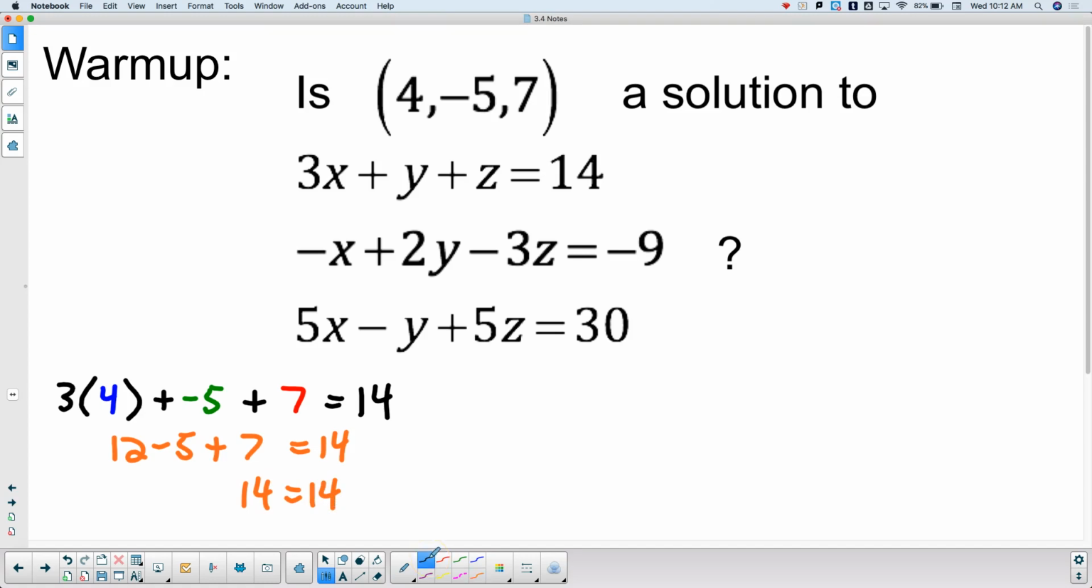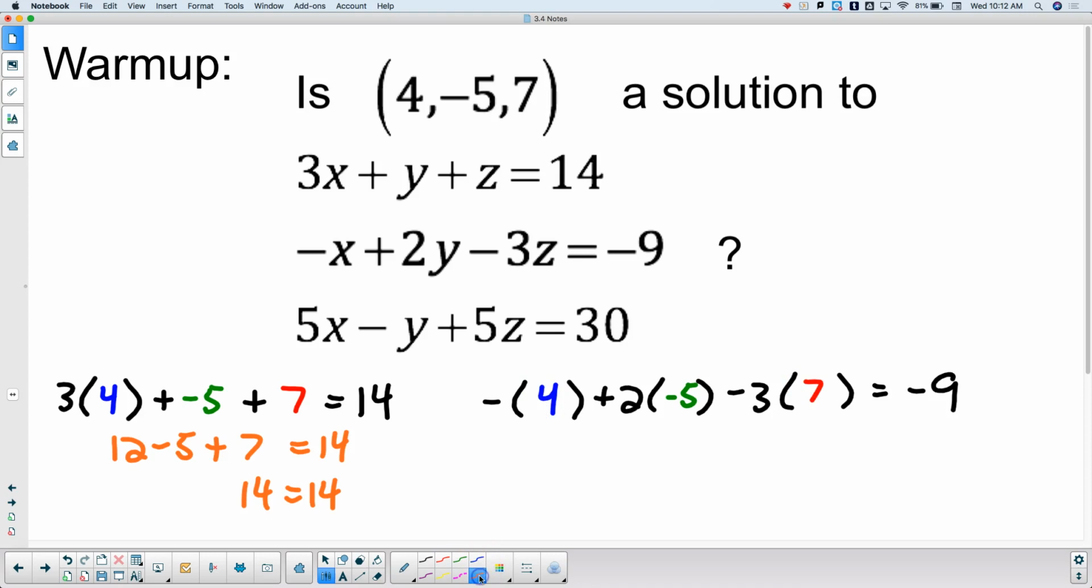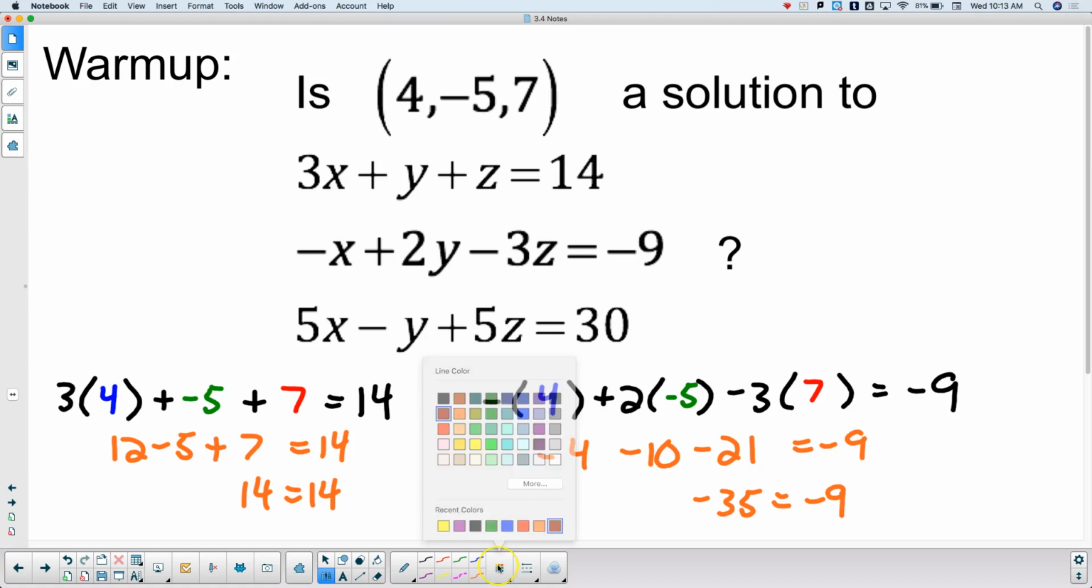So then in the second one, that's going to be negative of 4 plus 2 times -5 minus 3 times 7, and that's got to be -9. So that was -5, and that was 7, and that was 4. So that's -4 minus 10 minus 21, and that gets me actually, what's that, -35? So that one doesn't work, so therefore my ordered triple is not a solution.